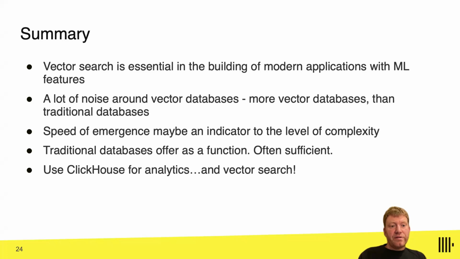So in summary, vector search is essential in the building of modern applications with ML features. There's been a lot of noise around vector databases. And there are actually more vector databases at this point, probably, than traditional databases. And the speed of that emergence may also be some indicator as to the level of complexity that's required to build one. So often traditional databases are more than sufficient, and they offer vector search as a function.